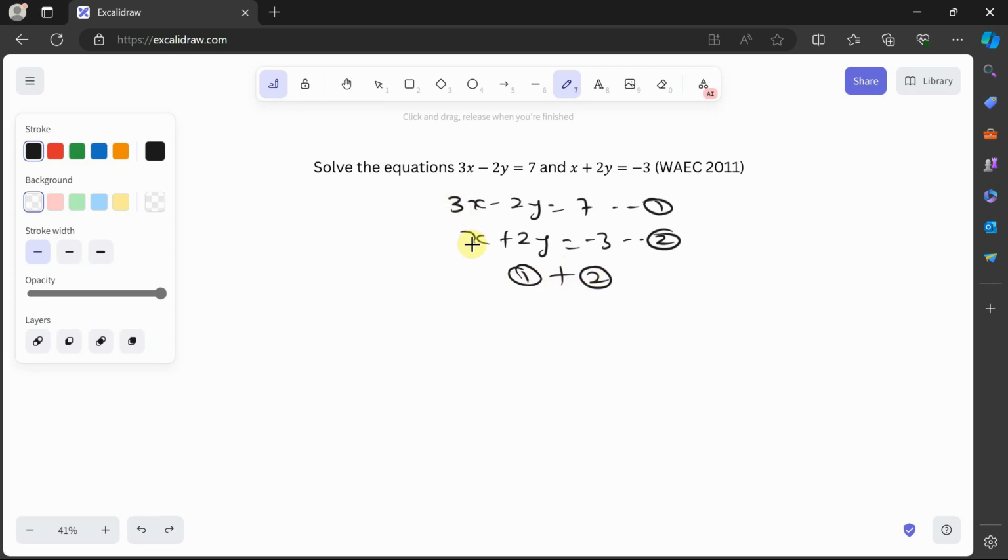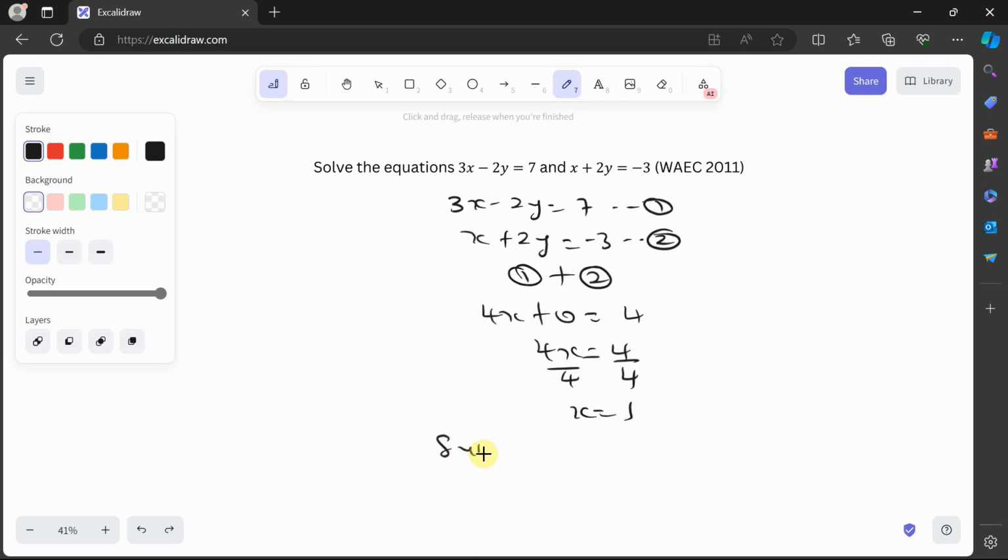So 3x plus x will give me 4x. Minus 2y plus 2y will give me plus 0, is equal to 7 plus minus 3, and plus times minus will give me minus. So 7 minus 3 will give me 4. What I have here is 4x is equal to 4. If I divide both sides by 4, what will my x be? My x will be equal to 1. So that's my value of x now.